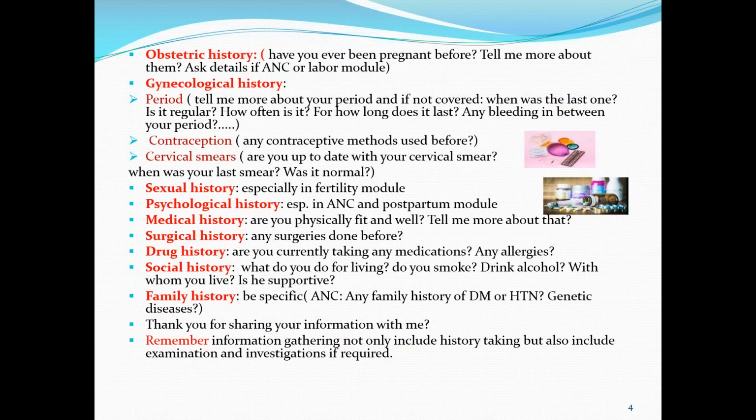Then, after doing the analysis of the complaint, put in your mind a scheme for the history taking and follow this scheme to avoid repetition of questions. So, analysis of the complaint will be first, then ask about obstetric and gynecological history, sexual and psychological history, medical and surgical history, drug and social history, and finally, family history. You can memorize it in this manner: obstetric and gynae history, sexual and psychological, medical and surgical, drug and social, and finally, family.